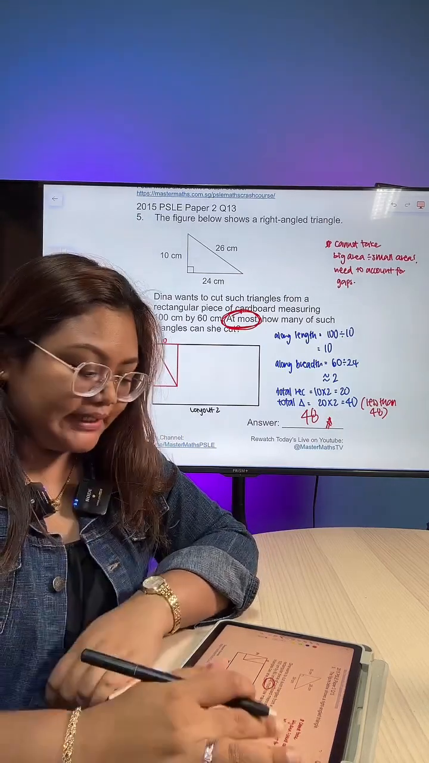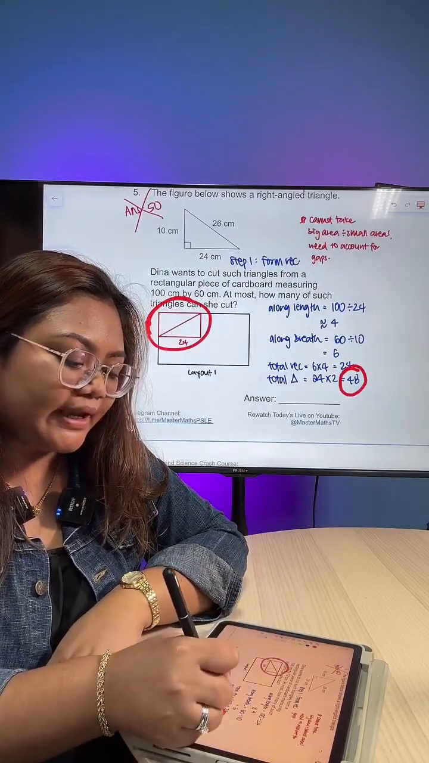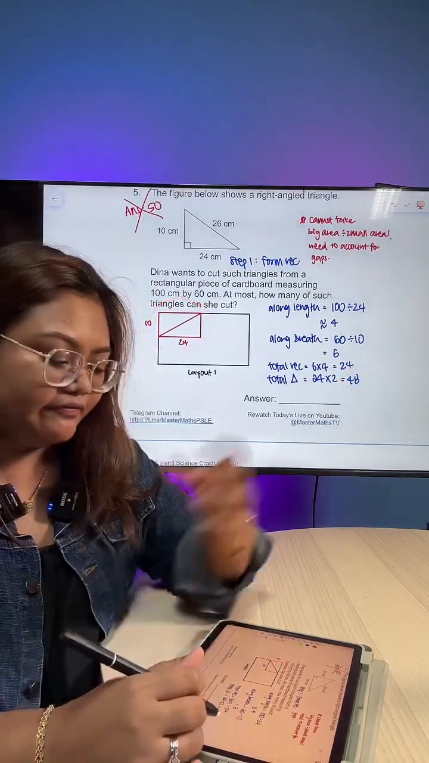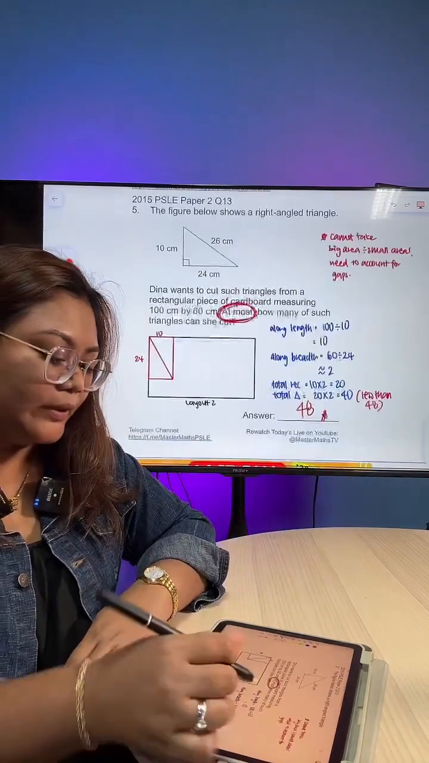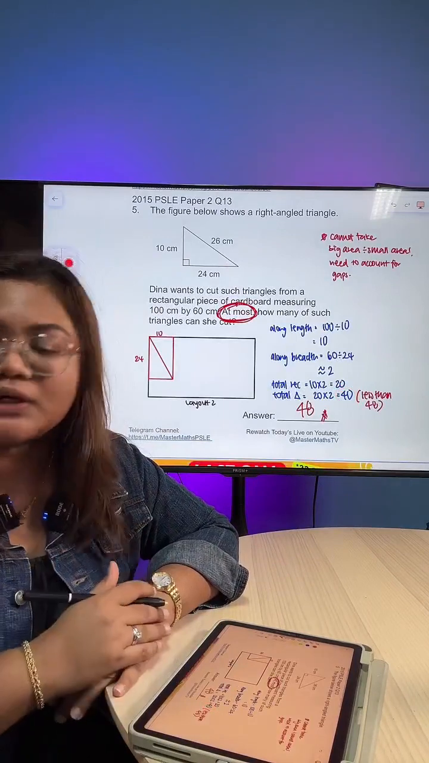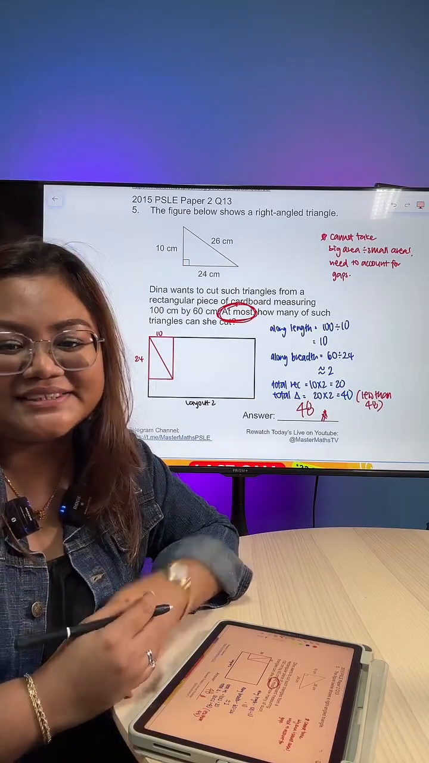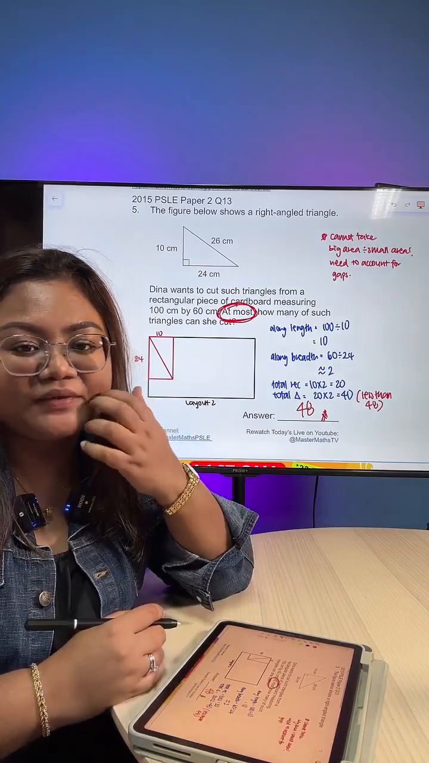Everybody understand? One more time. Layout 1 is better because I can get more triangles. Layout 2, if I turn it around and cut it another way, I can only have 40 triangles with more waste paper. Not helpful at all. Okay? Alright. All clear?